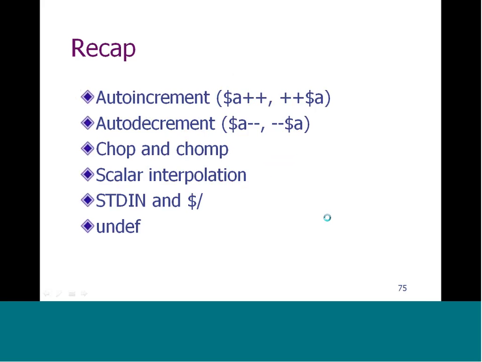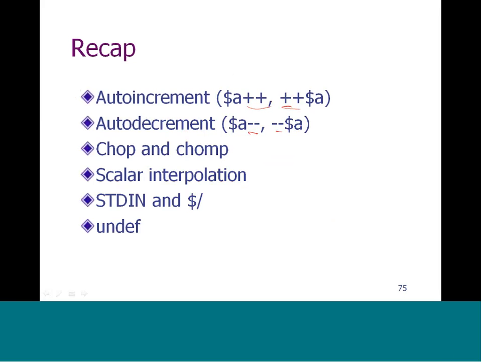So in the last lecture we covered the auto increment and the auto decrement commands, which are the double plus signs, and we also saw some differences between putting the plus first or towards the end. We also saw the auto decrement, which is actually the negative commands, and again we saw how they can be written in PERL and how various things will be interpreted differently.